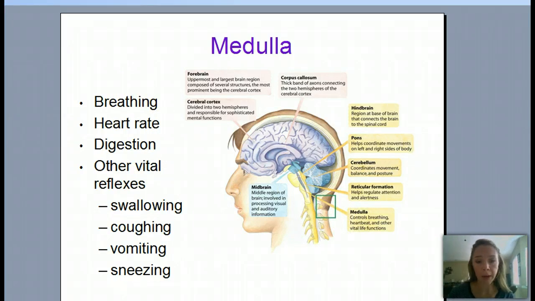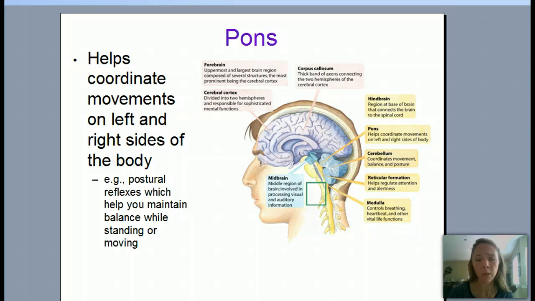Moving up the brain into the pons, this is going to help coordinate movement on the left and right sides of the body. Posture, so keeping your posture, reflexes, balance. All right, pons is big with balance. Sometimes if people know that they have a brain injury, if their pons has been hit or something's wrong with it, they can't walk straight. They're off balance.